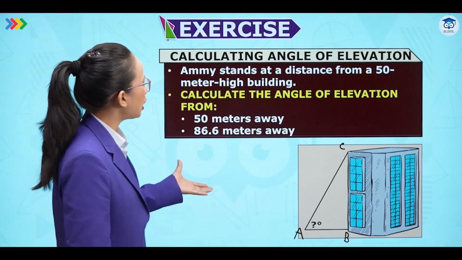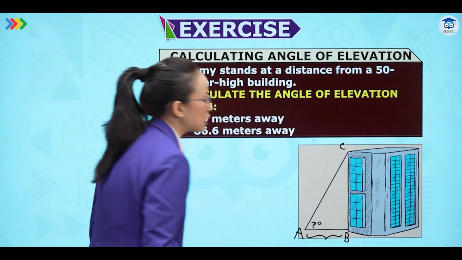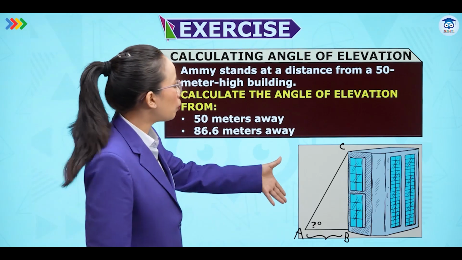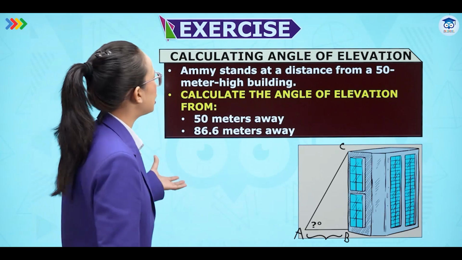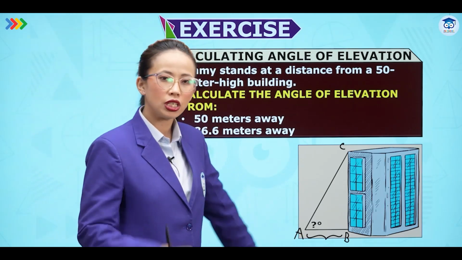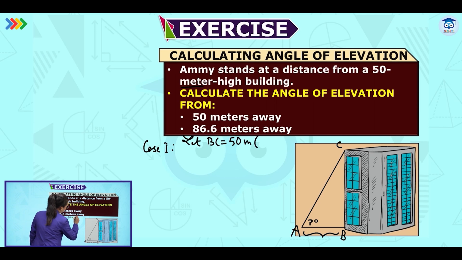So here the distance in the first case is 50 meters away, right? So AB is 50 meters. Now BC is fixed. The height of the building is fixed, which is 50 meters. Now we are going to calculate the angle of elevation in two cases. Okay, the first case, case 1. First of all, we are going to write the given. So given the height of the building, let BC be equal to 50 meters, the height of the building.